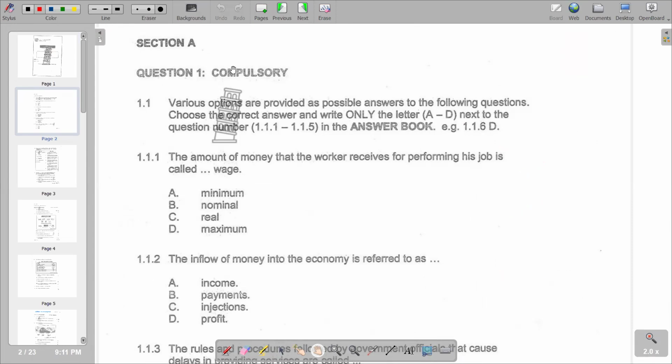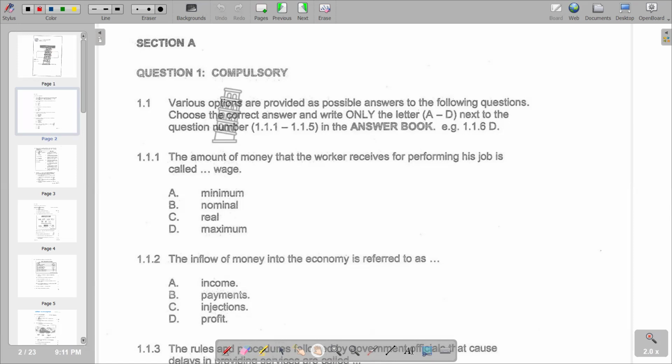Let's take note that our Section A is compulsory. So we are going to start on 1.1, where we are going to start on the multiple choice section. The various options are provided as possible answers to the following questions. Choose the correct answer and write only the letter A to D next to the question number. That is 1.1.1 up to 1.1.5 in the answer book. So you're given how to present it in your answer book.